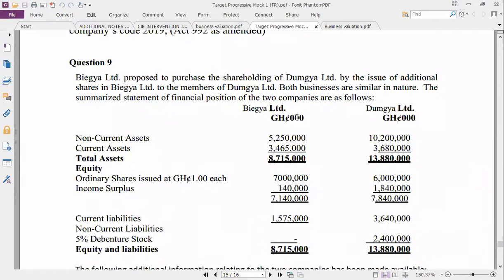So Bija Limited proposed to purchase the shareholding of Dunja Limited by the issue of additional shares in Bija Limited to the members of Dunja Limited. Both businesses are similar in nature. The summary statement of financial position of the two companies are as follows.